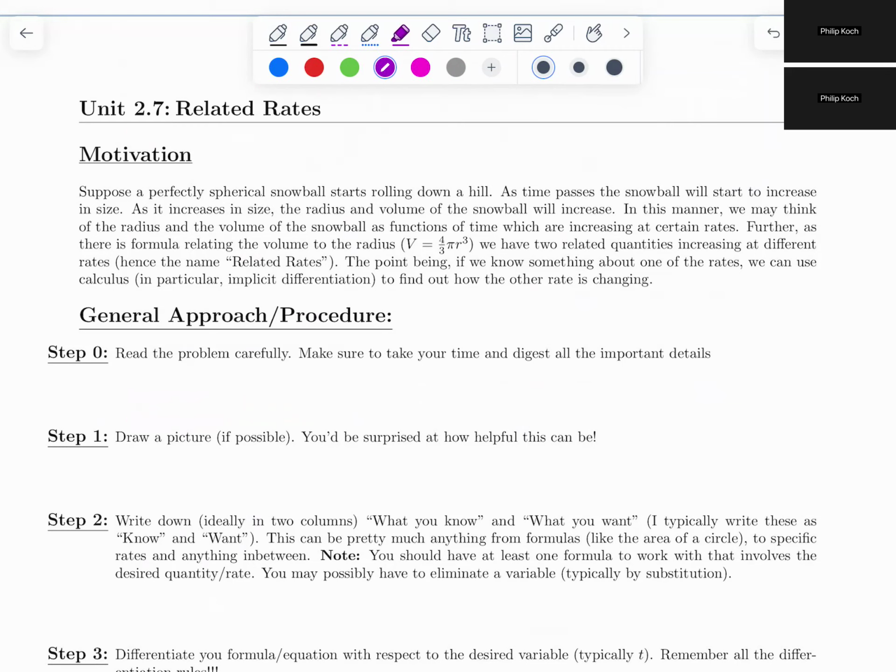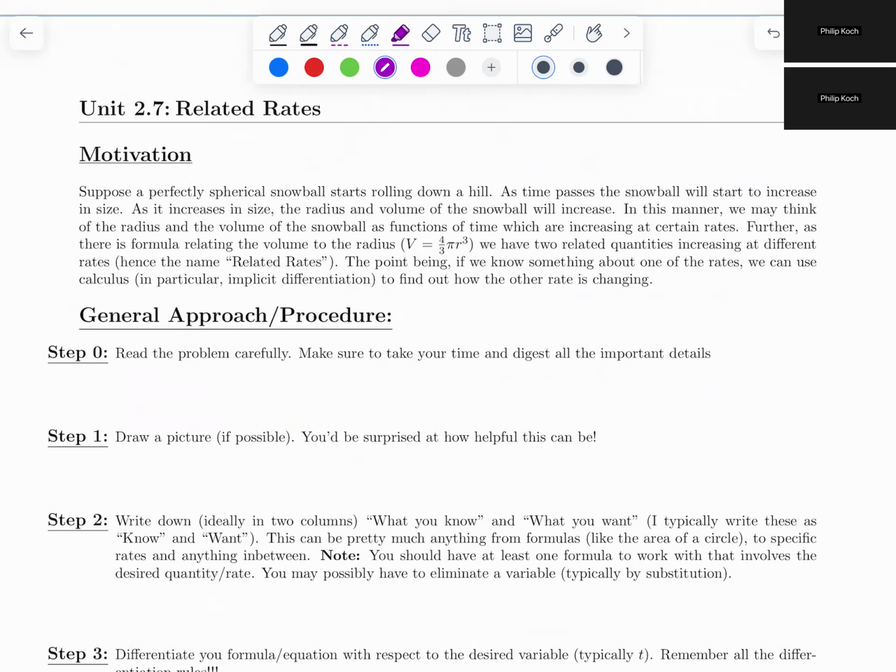So we have two related quantities and we have two different rates. We have the rate of change of the radius and the rate of change of the volume, hence the name related rates. The point being is if we know the rate of change of one thing or multiple things, we can find the rates of change of other things.